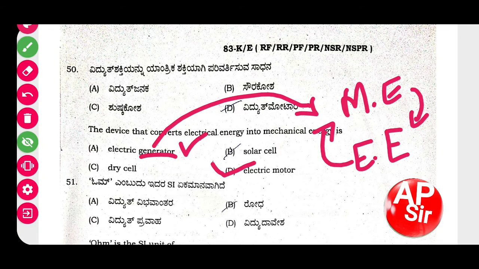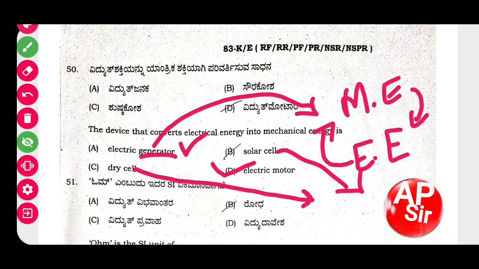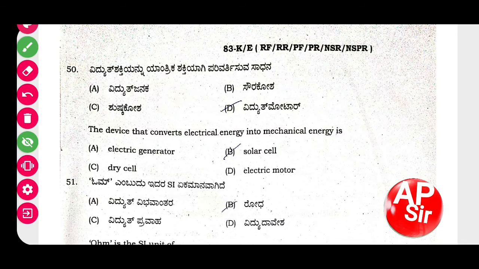Whereas here in a dry cell it is chemical energy. Electrical energy gets converted into chemical energy or light energy. So here in solar energy you can see that solar energy gets converted into electrical energy, light energy. What they said here is electrical energy must convert into mechanical energy, the machines which are working with the help of electrical energy. So what is the answer for this question? It will be option D, that is electric motor.